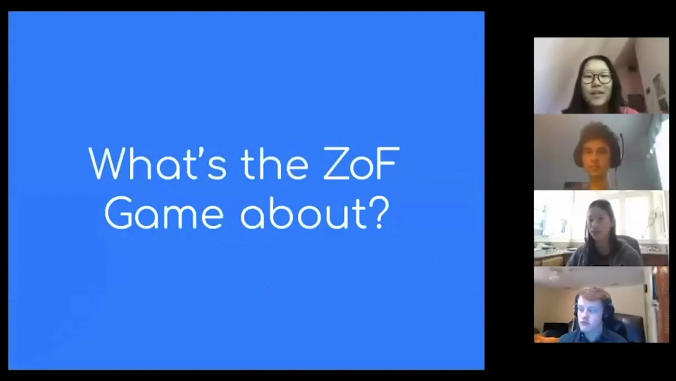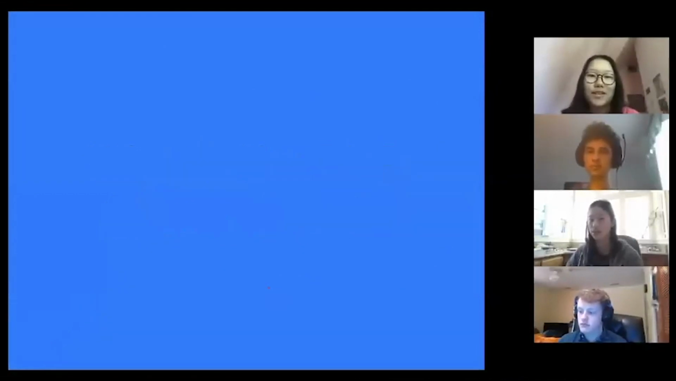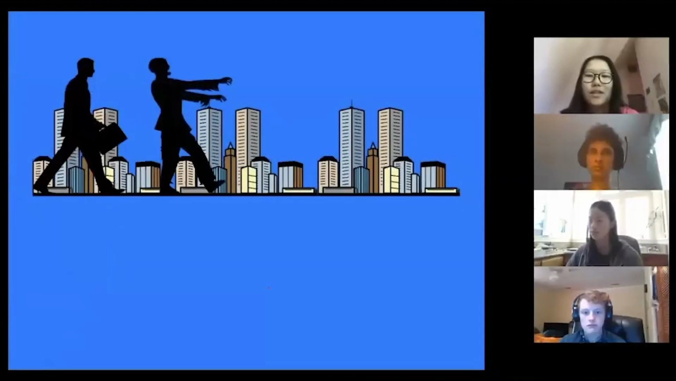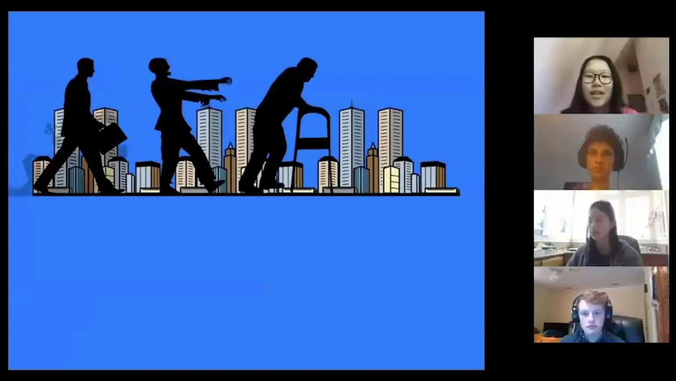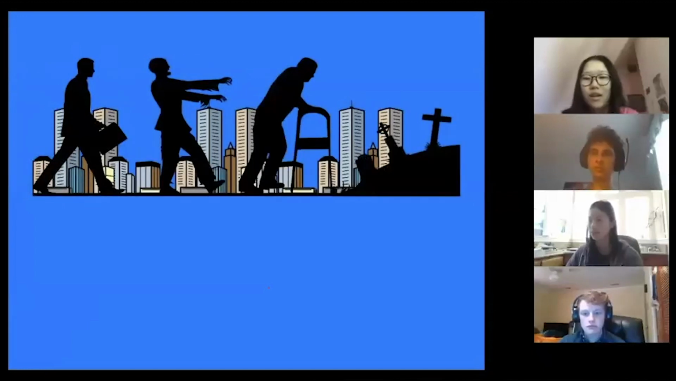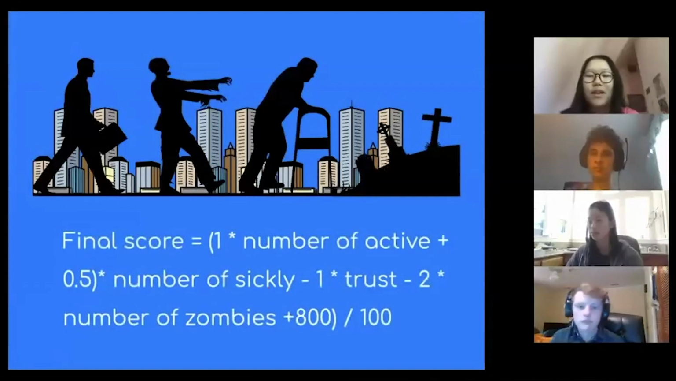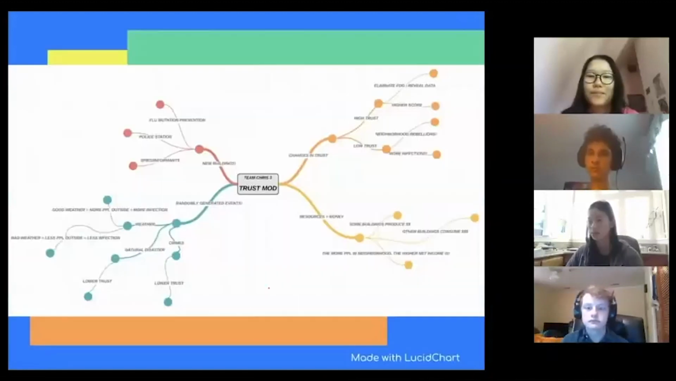Here's a quick rundown of how the zombie or flu game works. The user places protective buildings, which shape how the active people, zombies, zombie-bitten, sickly, dead, and dead-ashen act. The user executes various actions to minimize the death or infection of people and maximize the final score.